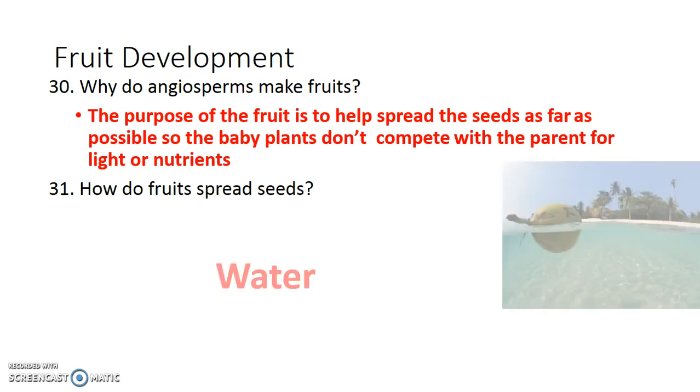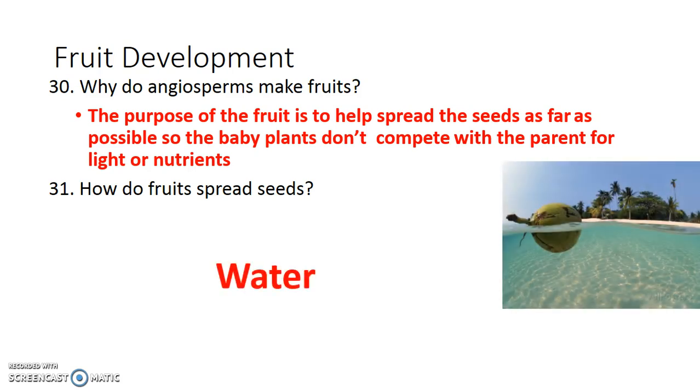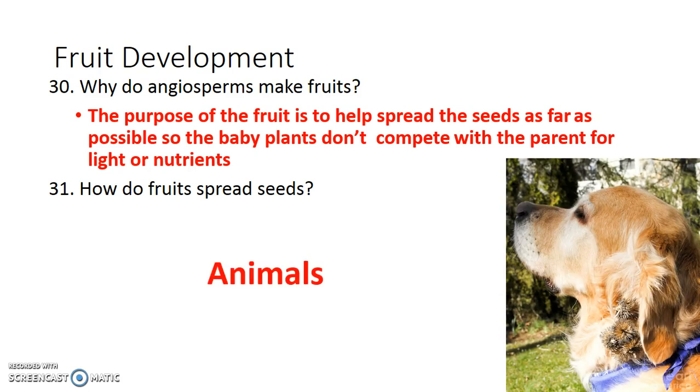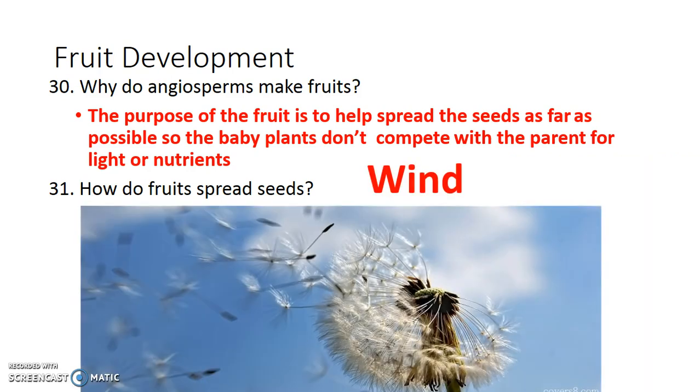And there are 3 ways plants spread seeds. The first is water. Coconuts would be an example of a seed that's spread by water. Animals, burrs that get stuck to dog fur, or those little things that get stuck to your socks when you walk through the woods. Those would be animal spread fruits. And lastly, wind. Wind can carry the seeds of dandelions, wind spread fruits.